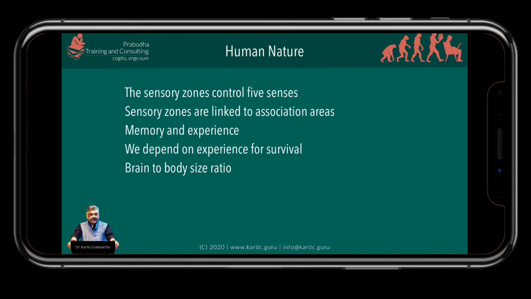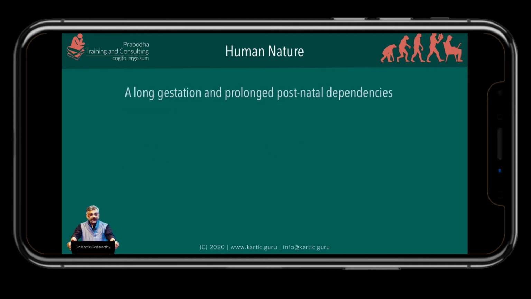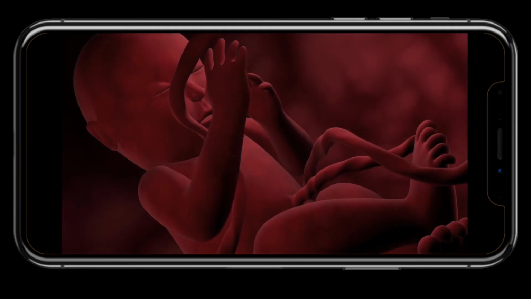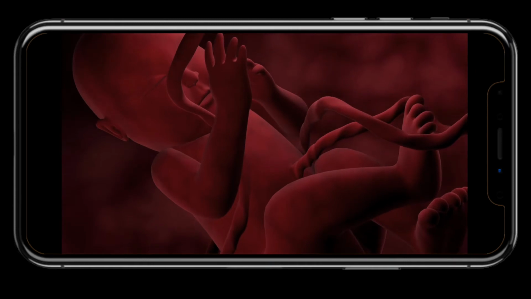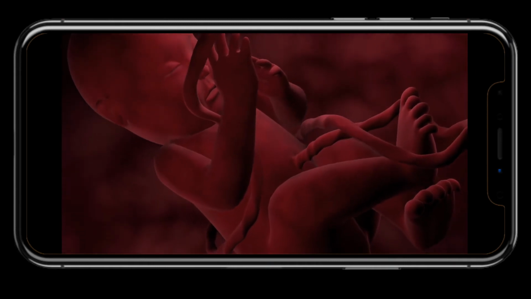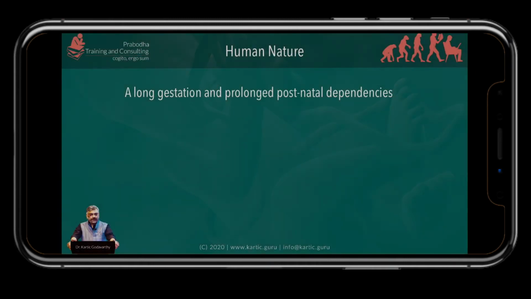And the last, most important aspect of the human biological nature: a long gestation and prolonged postnatal dependency. The fetus spends a long time in the womb of the mother, 36 weeks, right? After the child is born, there is a very prolonged dependence on the mother. The story behind this is the brain again.